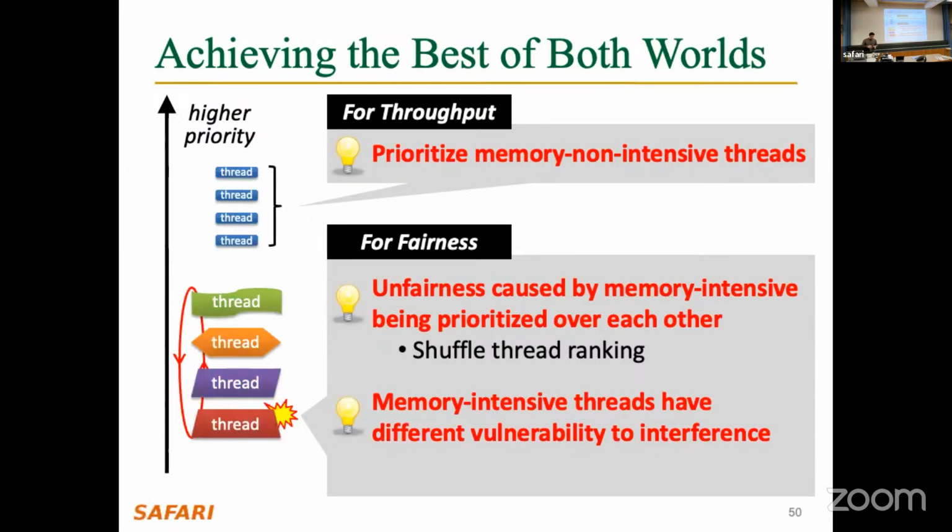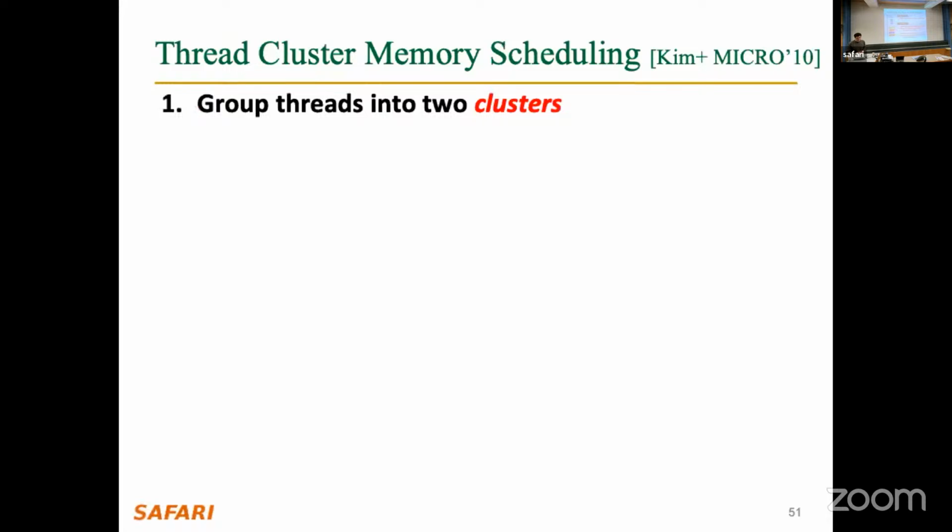And because they're vulnerable to interference in different ways, while we shuffle their ranking, we will also not give them an equal amount of time to schedule their requests, but we will prioritize one of them over the others based on how nice they are, how vulnerable they are to interference, and how much contention they create. And that will become more clear in the upcoming slides. We will shuffle them asymmetrically, basically, not giving an equal amount of time to every one of these memory-intensive threads.